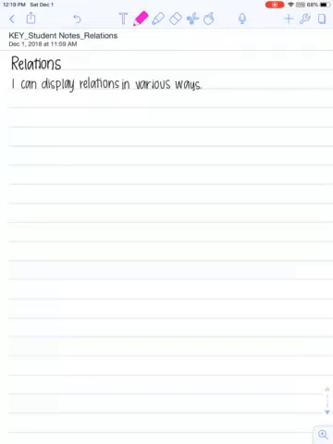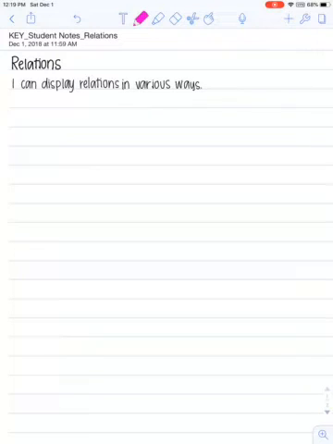Okay guys, our notes today are over relations, so go ahead, title your notes, and write our I can statement of I can display relations in various ways. We are continuing in Unit 4. We have not moved on to Unit 5 yet. This is our next section of Unit 4.